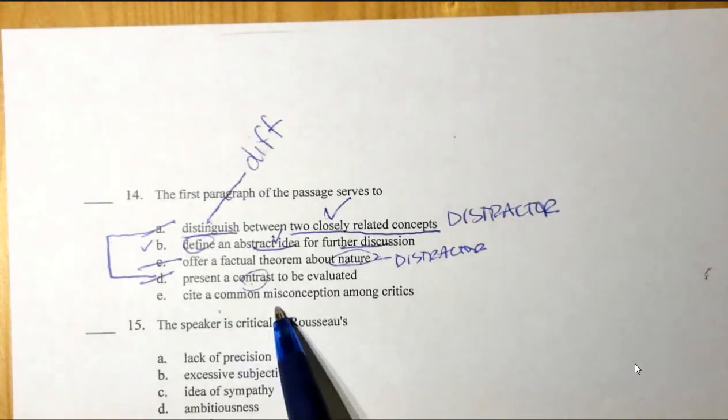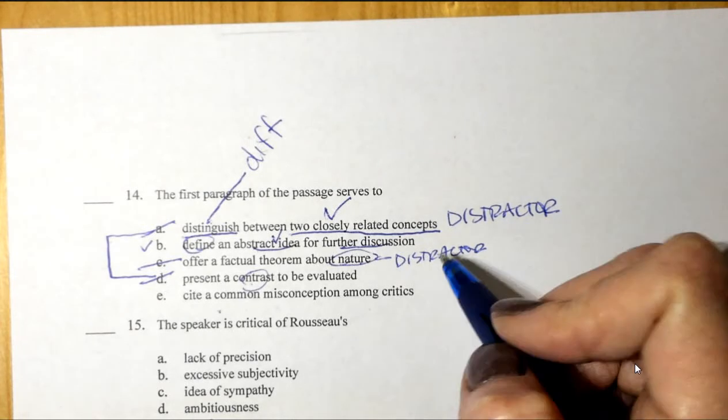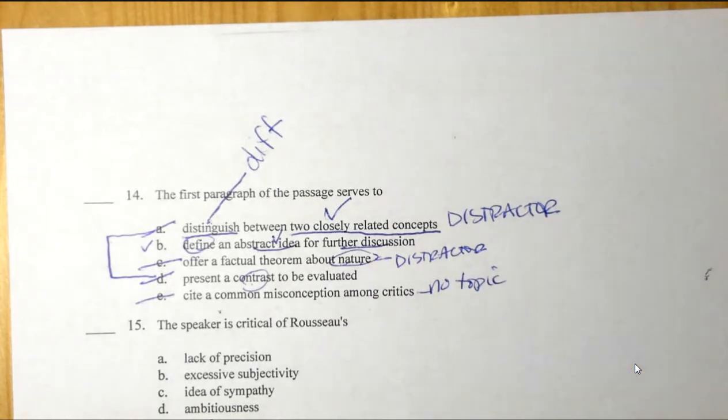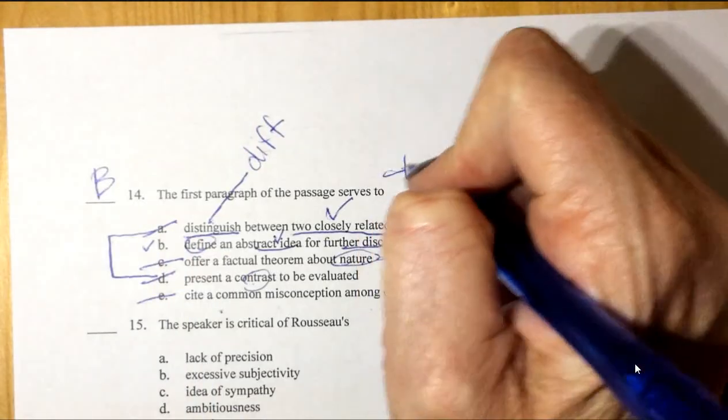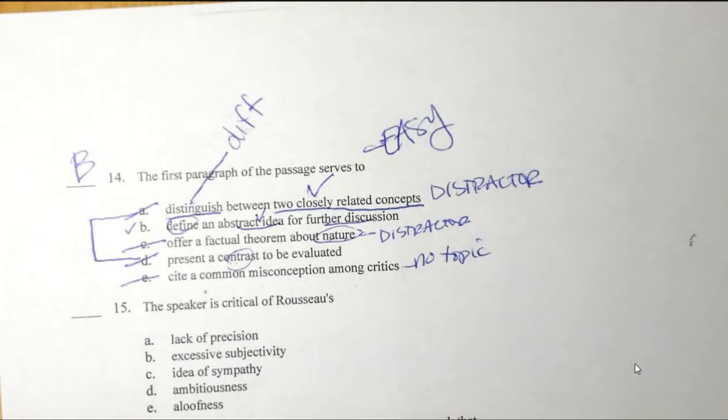Cite a common misconception among critics. It's not on topic. That's what I call the stupid one. There could be a stupid one, and many times there's not a stupid one, right? So the correct answer is B. Okay, so this one is seen as easy. So again, cite a common misconception. If it had started, most people believe that genius means this, it actually means this, then that could be a misconception, right? But we go back, and this one's a pretty easy one.